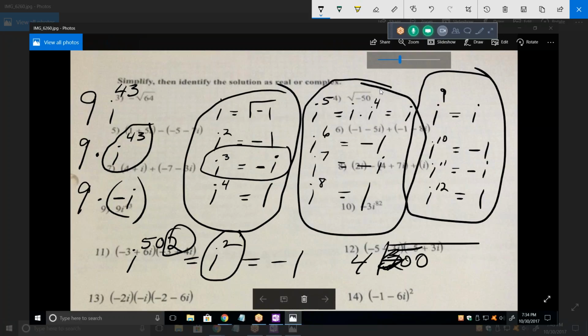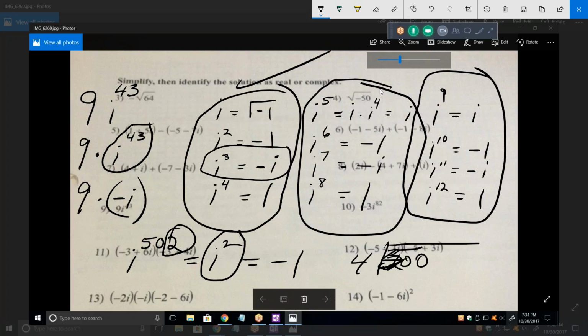So the only real thing you have to remember is that column right there. You need to know what i is, i squared, i cubed, and i to the 4th. And then you need to know that it repeats every 4. Okay.